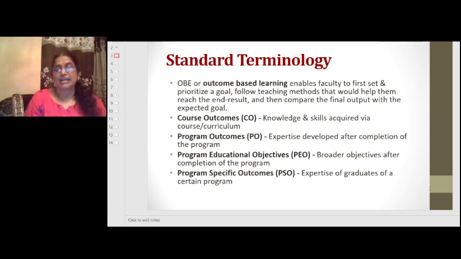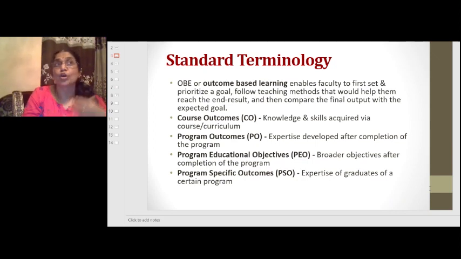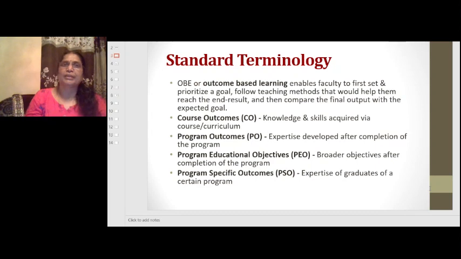Now the next term we have to learn is program educational objectives. These are the broader objectives. Program outcomes is what you have to develop, or what outcomes you get after completing the program. And program educational objectives are long term. They are broader objectives, maybe what is expected 3 to 4 years after completion of your B.Tech course. Now you settle down in a good company, you may be an HR of the company after 3 to 4 years after completing your B.Tech. What is expected of the student? This is called program educational objectives.